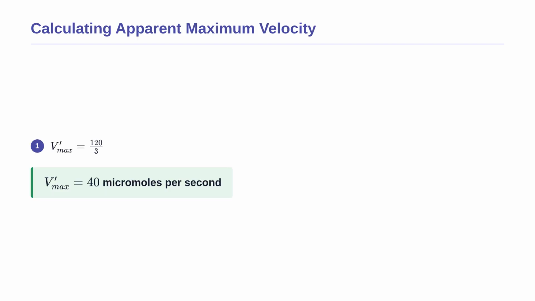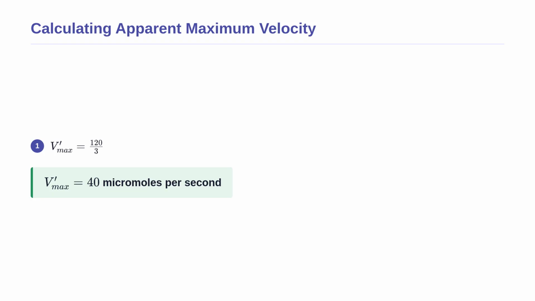Let us apply this to a practical example. A biochemist is studying an enzyme that normally processes a substrate with a maximum velocity of 120 micromoles per second. They add a non-competitive inhibitor, and the modification factor is calculated to be 3. We need to determine the new apparent maximum velocity. We take the original maximum velocity of 120 and divide it by the modification factor of 3. This simple division gives us a final result of 40 micromoles per second.